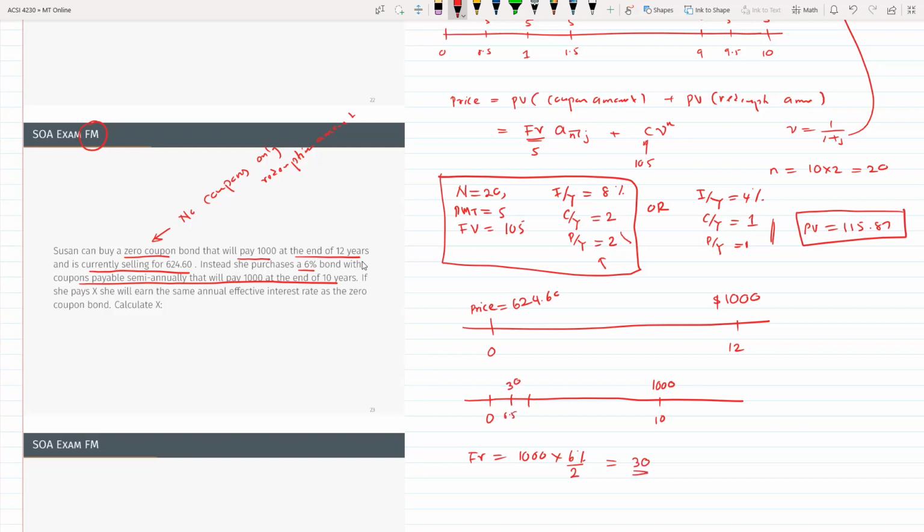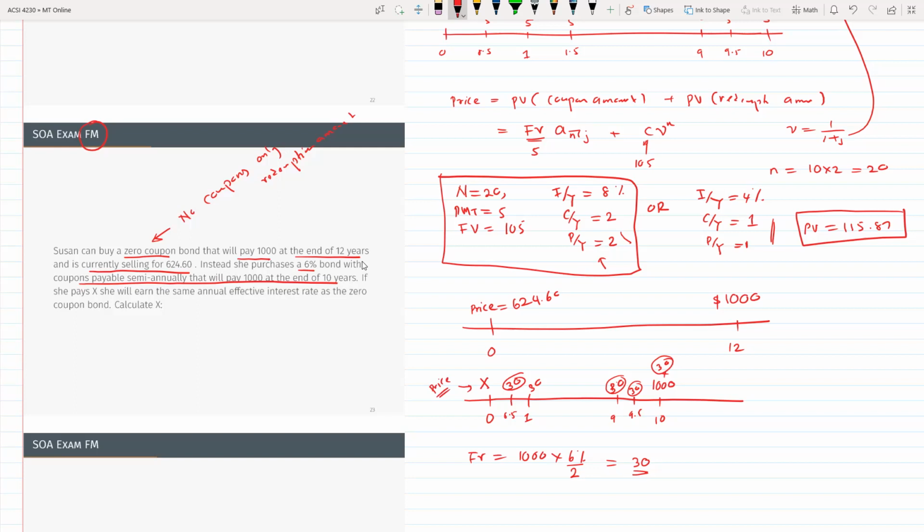This is 0.5, 1, 9, 9.5, so it's 30, 30, and then the last year also 30. These are coupon amounts. So if she pays X, she will earn the same annual effective interest rate as the zero coupon bond. Calculate X. So here is the price. Price is X.